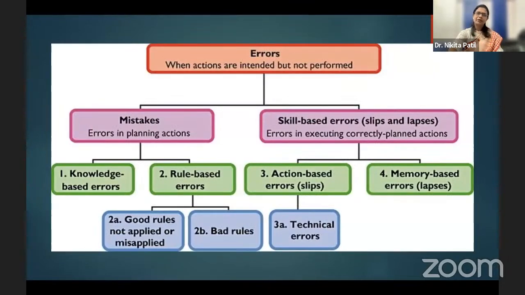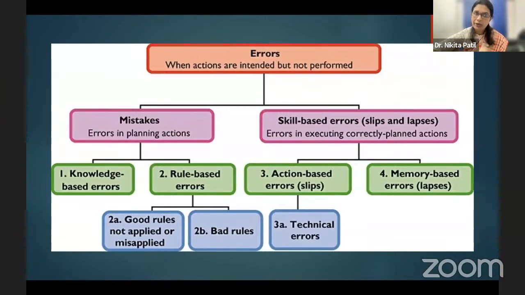These are again a few definitions, quite interesting again. Errors are when actions are intended but not performed. Like I said, there are multiple here again. Mistakes are errors in planning actions. There is an obese patient, very high chances that the jaw may fall, and I had failed to put the airway on the trolley. So that is a mistake.